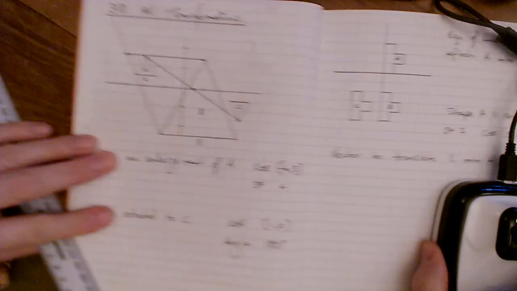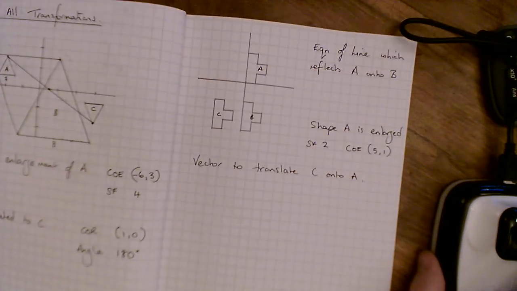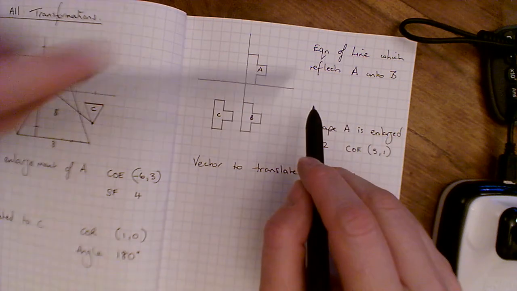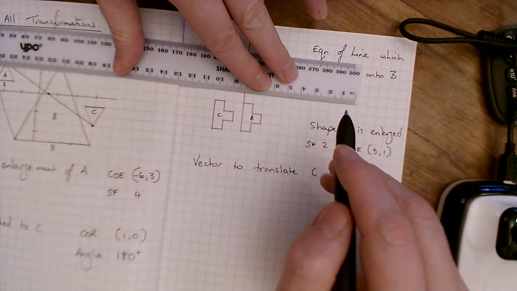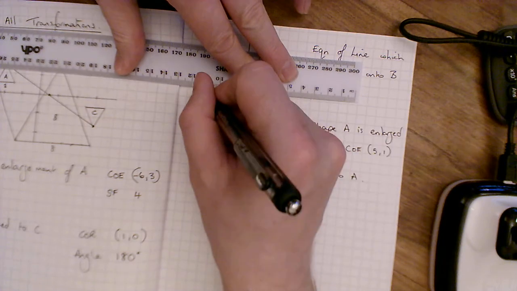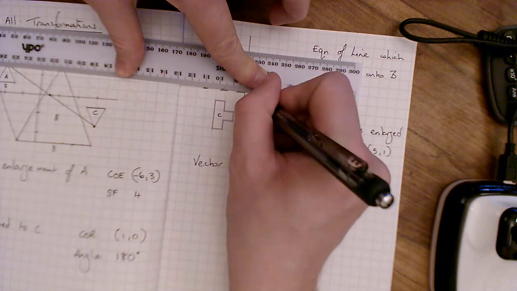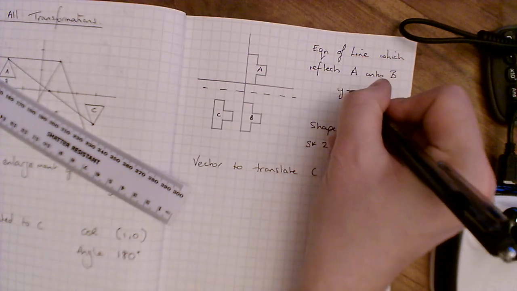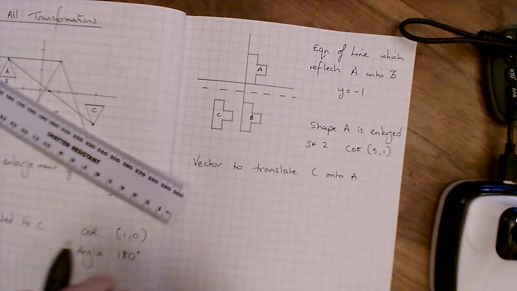Moving across onto the second page, we've got an equation of a line which reflects A onto B. Well, the line I need is this one. That's where the mirror line is going to be, and you should be able to just spot that, really. So there's your mirror line, and the equation of that line is y equals minus 1.